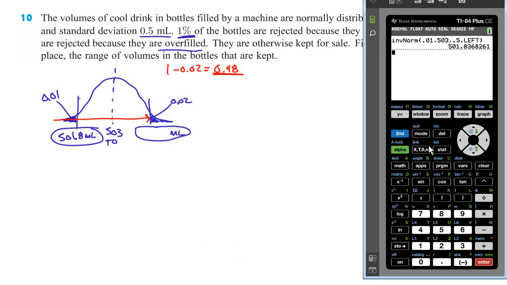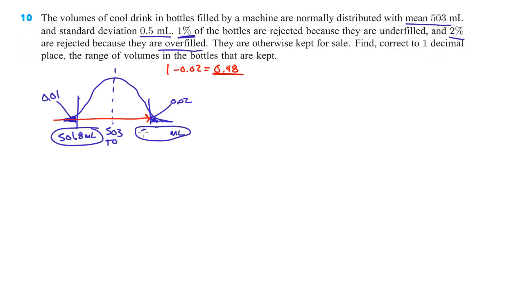Okay. So we're going to do second variables, inverse normal, and we want to know what the 98th percentile basically is, because again, anything over that is going to be too full. So 0.98, and then our mean and standard deviation are still the same. We're going to leave it at left, push paste, and we get 504.0. Okay, so that top value there is 504.0 milliliters. And that's our range.